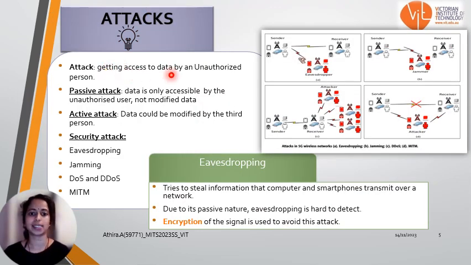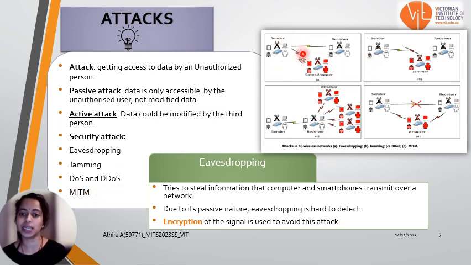An attack is getting access to data by an unauthorized person. There are two types of attack. One is passive, another is active. In a passive attack, the chance of data modification is very low, and in an active attack, the chance of data modification is very high. In the 5G wireless network, there are some security attacks. One is eavesdropping, then jamming, then DoS, DDoS, and MITM. DoS is denial of service, and DDoS is distributed denial of service. MITM is the man in the middle attack.